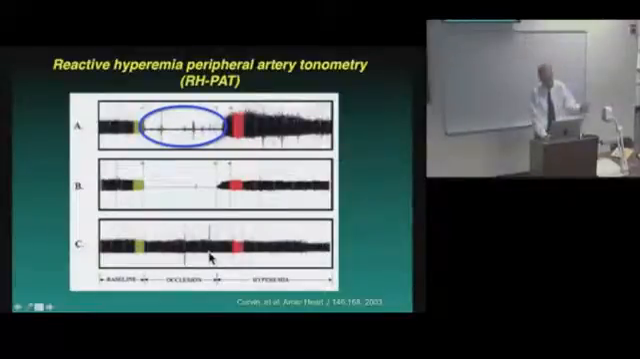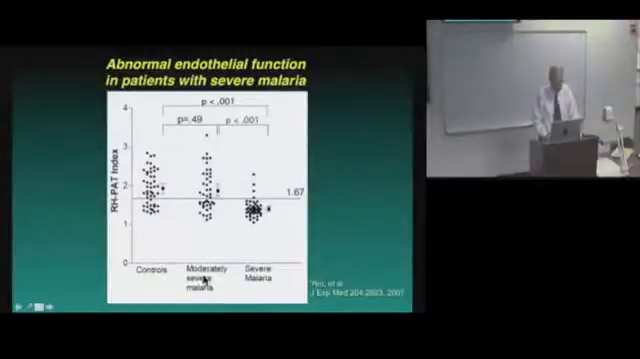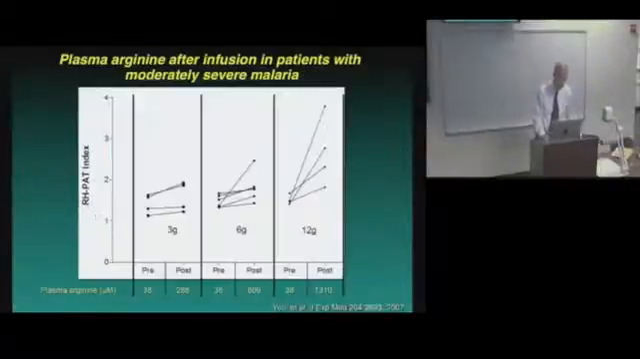Down here is the control arm, where you don't put a tourniquet on. You don't blow the tourniquet up. And so the blood pressure is not interrupted, and the height of this is the same as before. This is actually from a patient with severe atherosclerosis and hypercholesterolemia. You get a defective post-occlusion vasodilation there too. And this was measured in patients, the healthies, and then those with moderately severe malaria and severe malaria. And the finding was that in patients who had severe malaria, and this was all in adults in Papua, Indonesia, there was a statistically significant decrease in this so-called reactive hyperemia peripheral artery tonometry value.